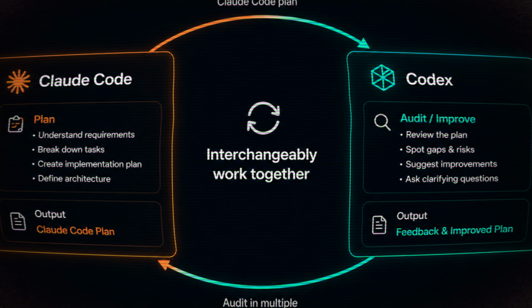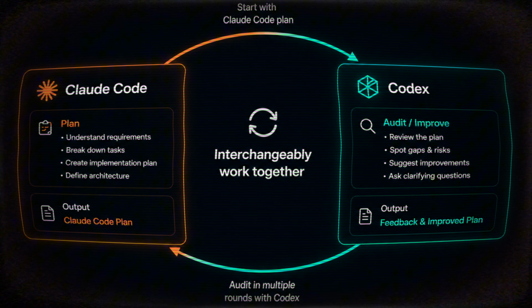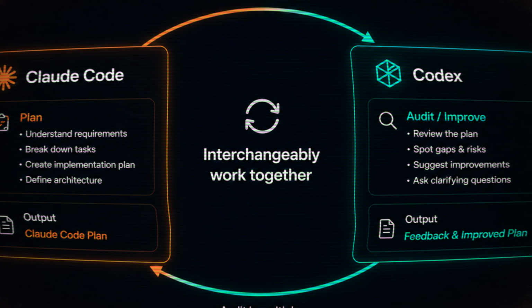And this is basically a loop where you can either start with the Claude Code plan that you audit in multiple rounds with Codex, or you can have them interchangeably work together. So in this video, I'm going to walk you through how it works, and by the end, I'm going to actually give it to you. So if that sounds like a plan, then let's dive in.